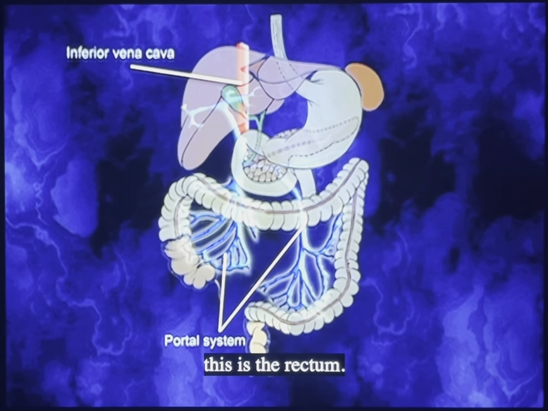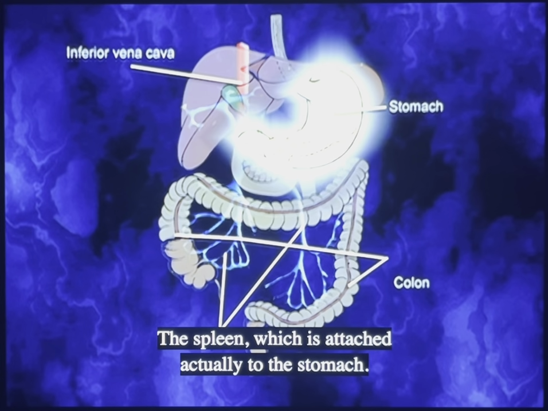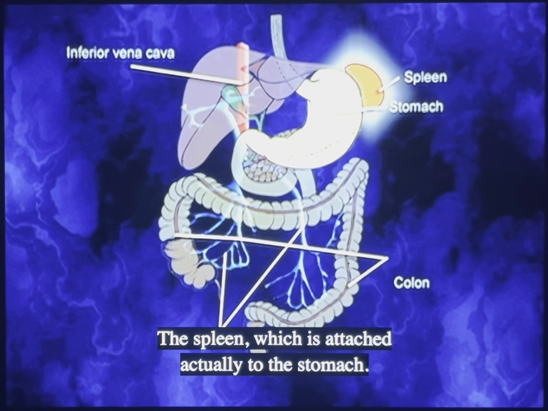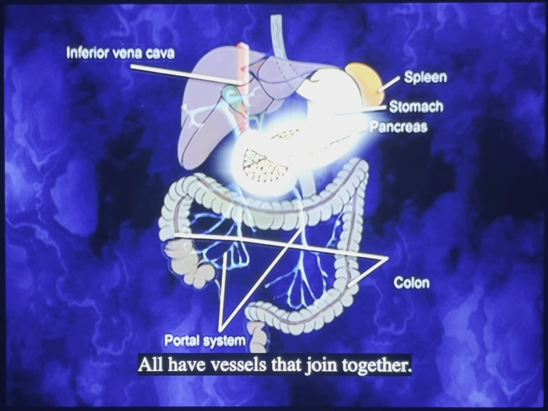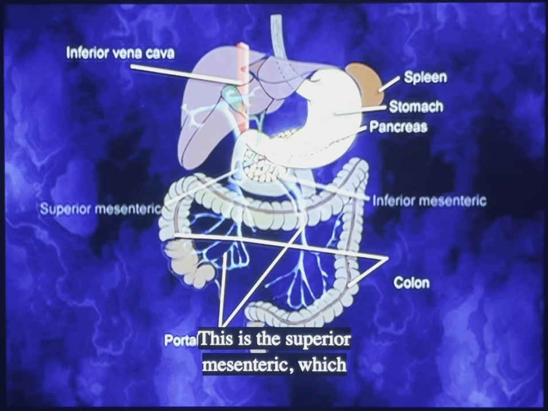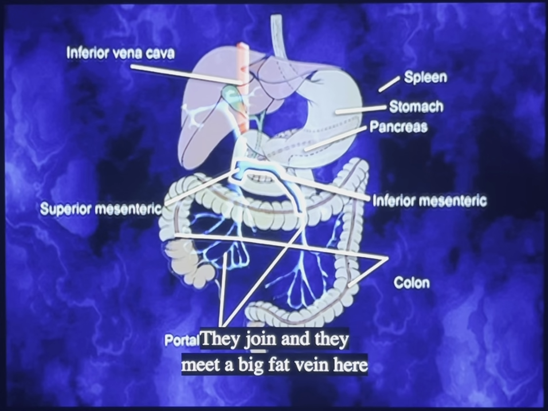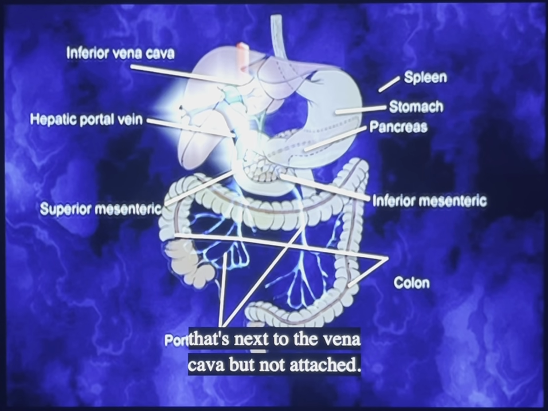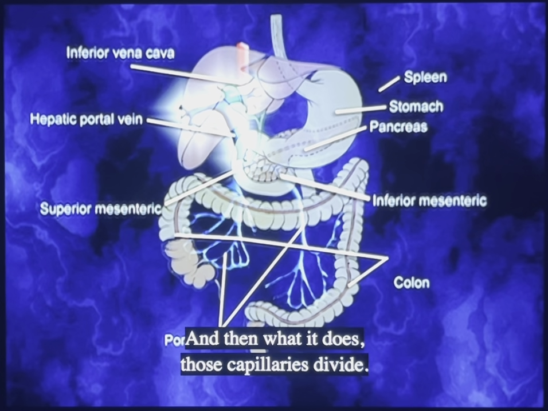For example, this is the rectum, the colon, which is cut away here, and then the stomach, the spleen, which is attached actually to the stomach, and the pancreas, which is nestled in here, all have vessels that join together. This is the superior mesenteric, which I'll show you in more detail, and a splenic vessel. They join and they meet a big fat vein here that's next to the vena cava but not attached. It's called the portal vein. It goes into the liver, and then those capillaries divide.